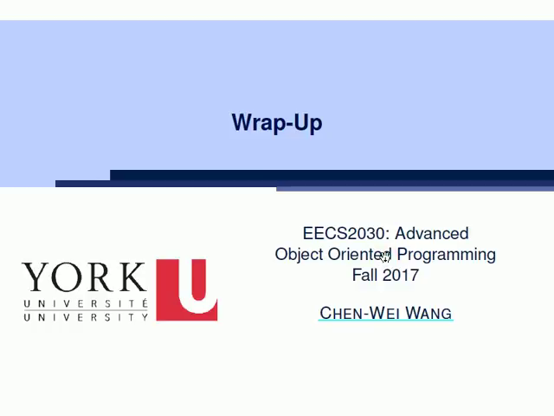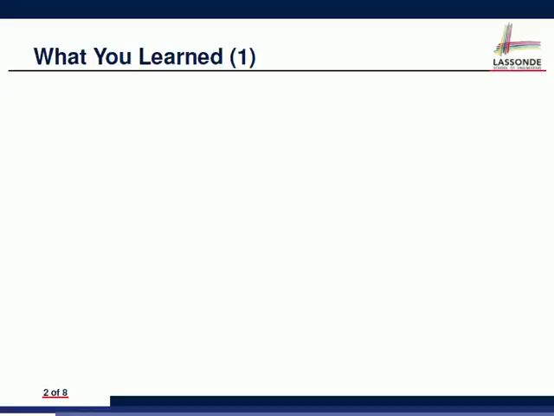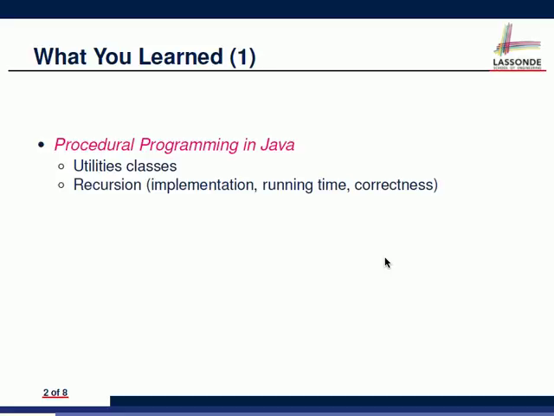First of all, I just want to tell you what we have learned so far. We have learned quite a lot, hopefully, in this course. We have learned about procedural programming in Java. We started with utility classes in week 1. And then we talked about recursion. Recursion itself is not really object-oriented. I would say it's usable for C, or any other non-OO language as well.